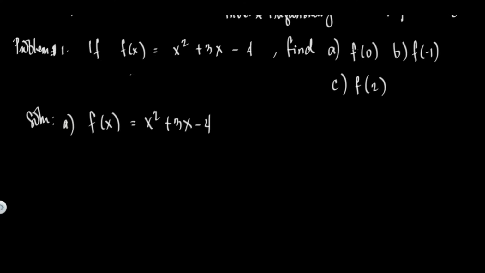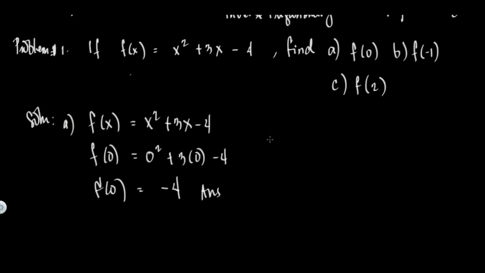This is for A, no? And A will use this one, f of 0, no? F of 0. So, our input is 0. So, kapag nakakita ng 0, lagay natin lahat doon sa mga x. 0 squared plus 3 times 0 minus 4. F of 0 is 0 plus 0 minus 4 is equal to negative 4. So, that is your answer.